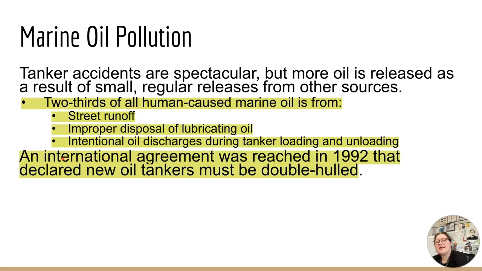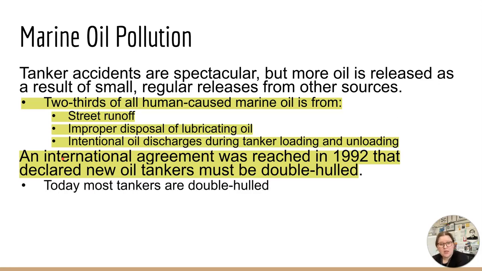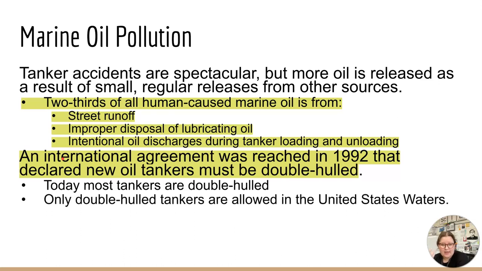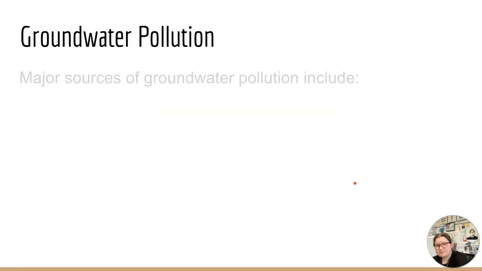An international agreement was reached in 1992 that declared that all new oil tankers had to be double-hulled to protect them a little more from leaks. Most tankers today are double-hulled, and only double-hulled tankers are allowed in United States waters.